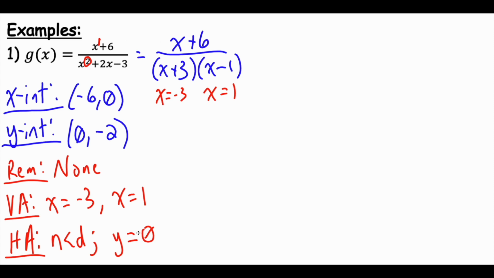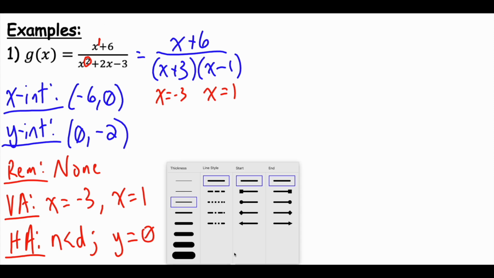And if you have a bottom-heavy function, you have a rational function where the denominator grows much, much faster than the numerator, that will always be approaching 0 as you get further away from the y-axis, okay, as you plug in bigger and bigger x values.